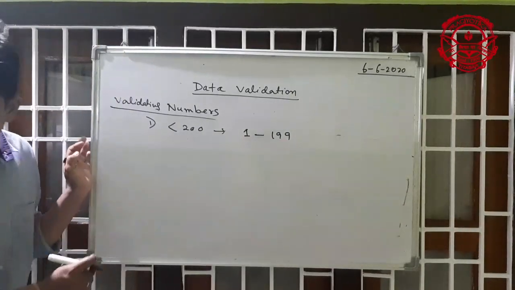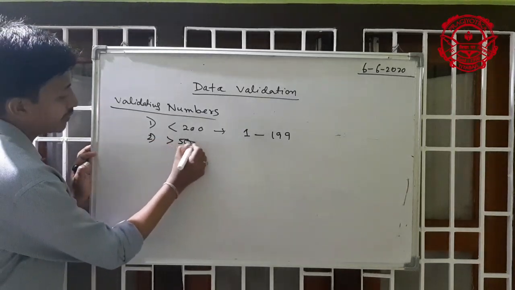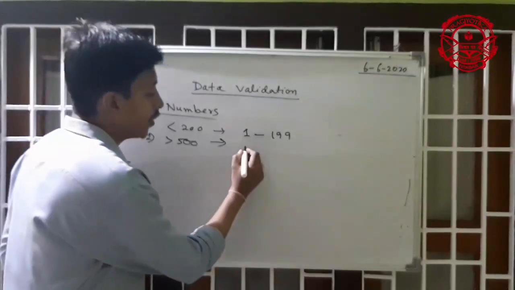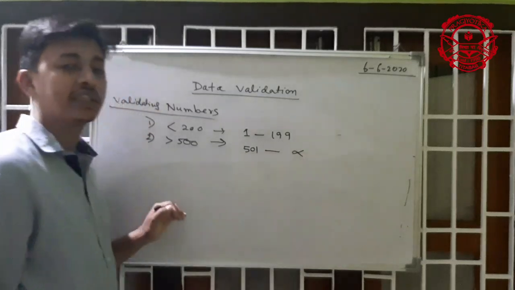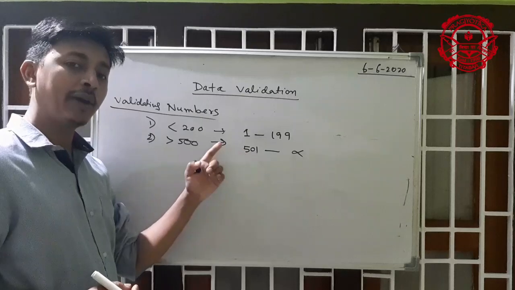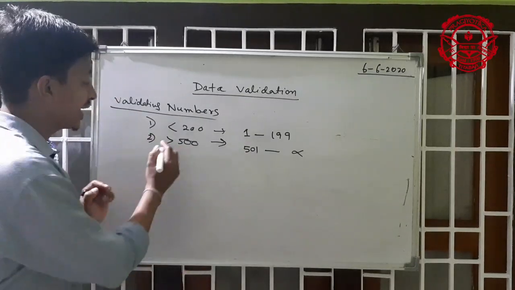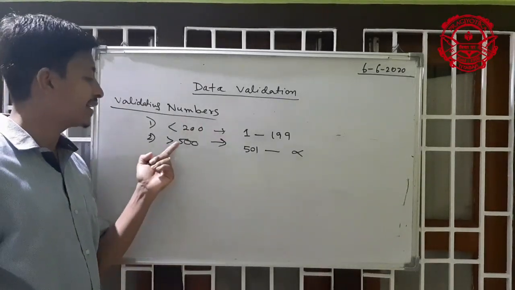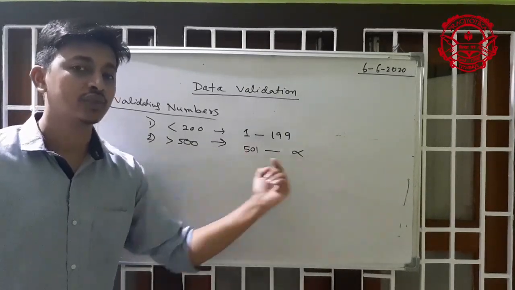Next, number 2, greater than 500. The value should be more than 500, from 501 to infinity. If I write greater than or equal to 500, I can take 500 also. But here greater than 500 means 501 to infinity.